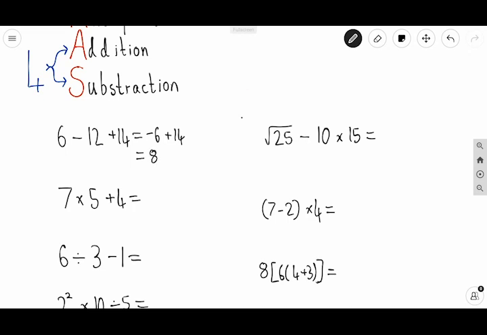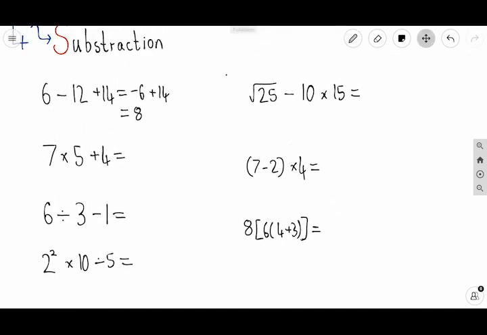And this is the right answer, but if you got it wrong, no worries. You probably got it wrong because instead of doing 6 minus 12 first, you did 12 plus 14 first, and that would have given you the wrong answer because you didn't follow the order. But it's alright. The important thing is that you learn from it. So let's go to the next question.